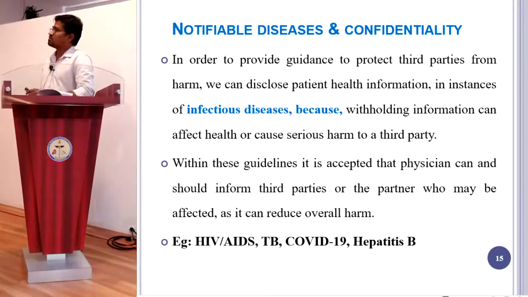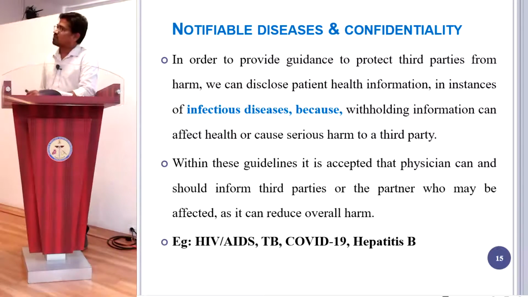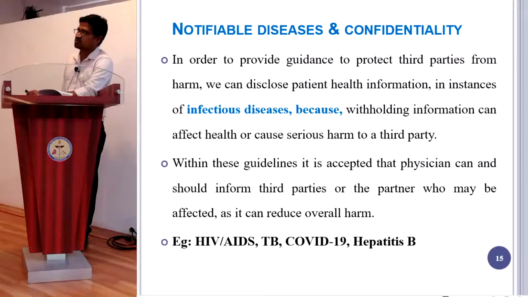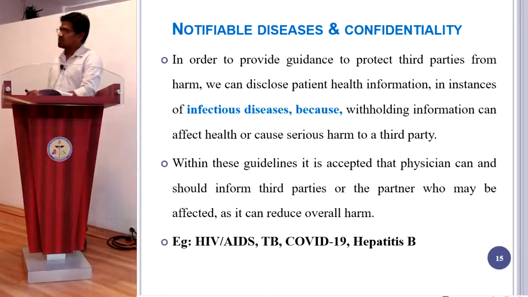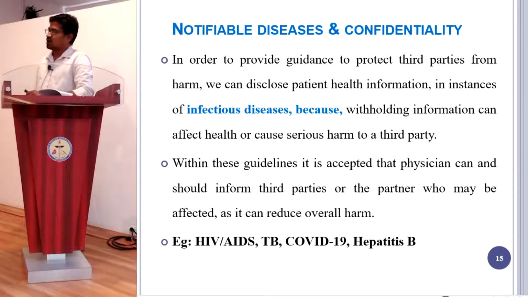So rule of confidentiality in notifiable diseases. In order to provide guidance to protect third parties from the harm, we can disclose the patient health information in instances of infectious disease because withholding information can affect the health or cause serious harm to the third party. Within these guidelines, it is accepted that physician can and should inform third parties or the partner who may be affected as it can reduce overall harm. For example, notifiable diseases are just like HIV/AIDS, TB, COVID-19 and hepatitis B.